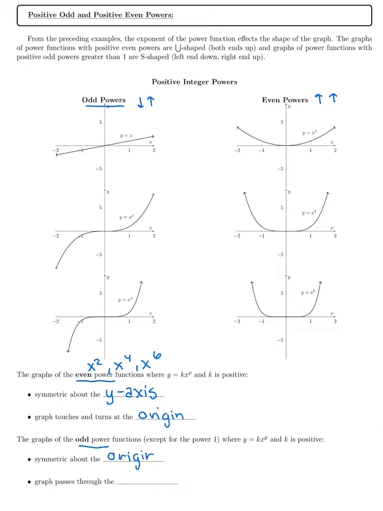So these are symmetric about the origin, and the graph passes through the origin. And that is something like x cubed, x to the fifth, etc., those odd powers. So even powers are going to touch and turn at the origin and have y-axis symmetry, and these odd powers are going to pass through the origin and have symmetry about the origin.